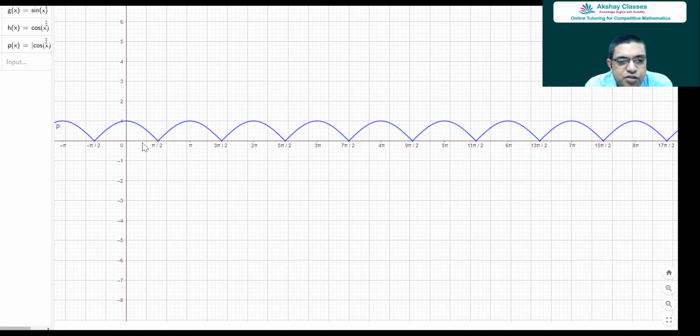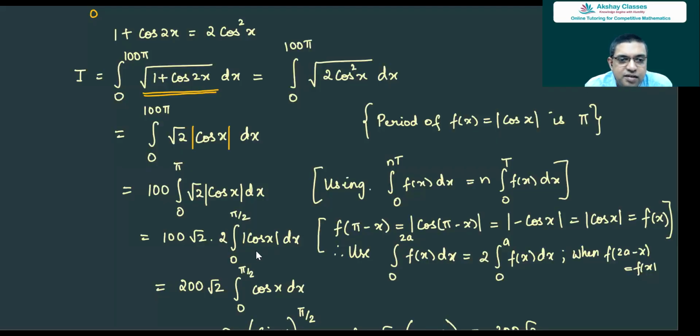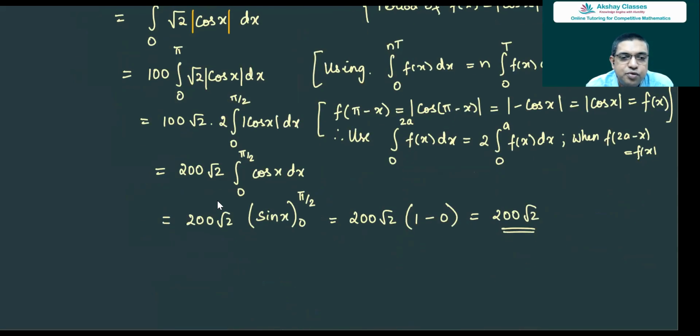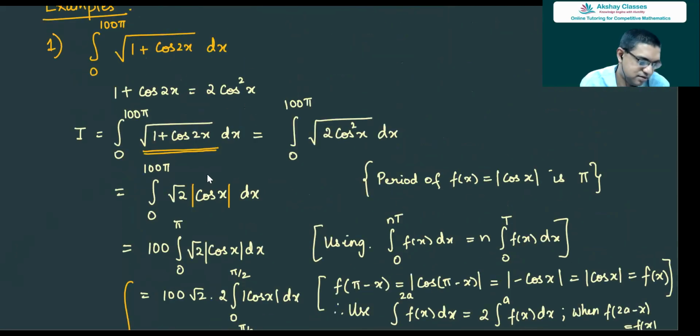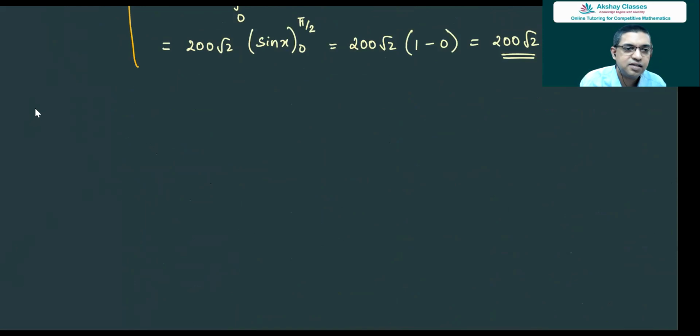So if this portion is 1 and this portion is 1, then the integral from 0 to pi of mod cos x is 2. So if you remember that 2, from here, 100 into root 2 times 2 will straight away give you 200 root 2. So you can avoid all these steps if you have a graphical understanding. After this point, straight away you can write 200 root 2. All right. So you need to practice this.